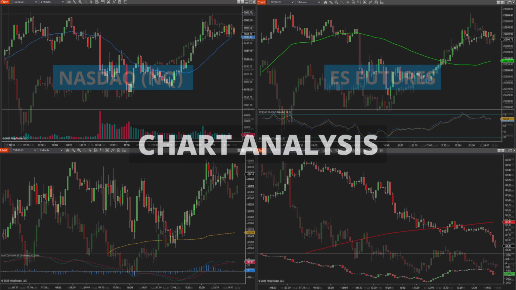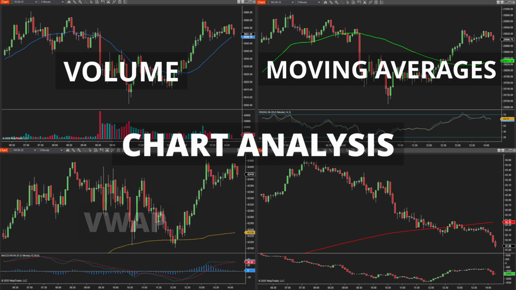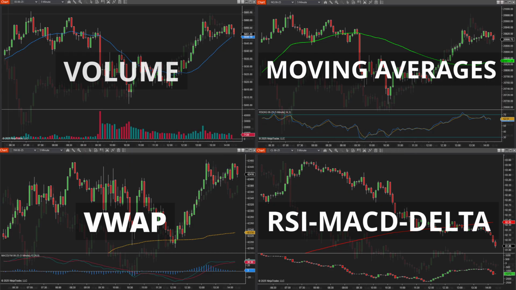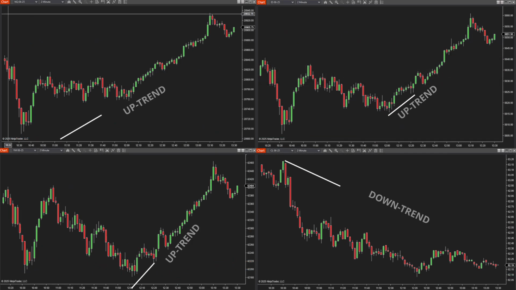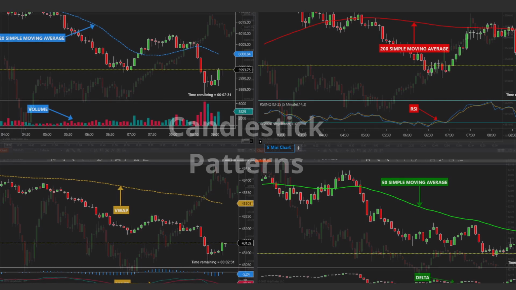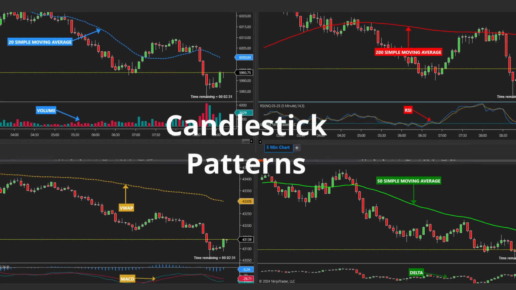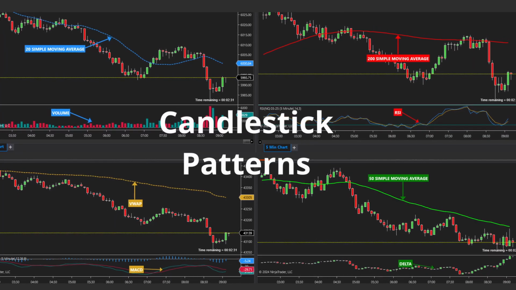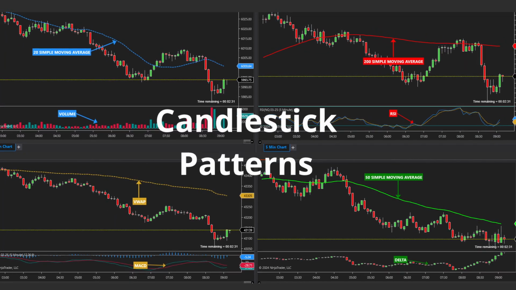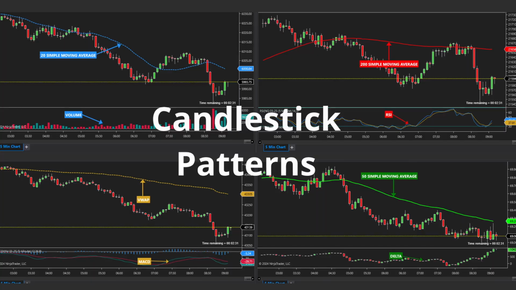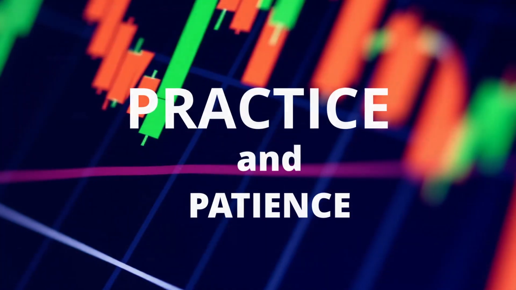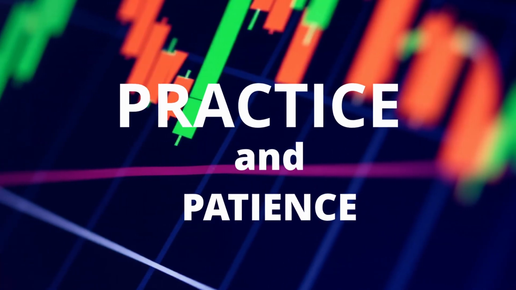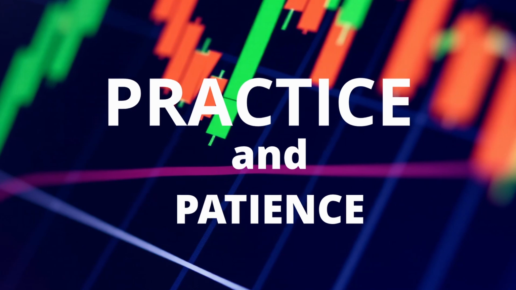Chart analysis is the backbone of technical analysis in futures trading. It involves interpreting price movements and trends to make informed decisions about buying or selling assets. By mastering candlestick patterns, identifying trends, understanding key levels, utilizing moving averages, and analyzing volume, traders can gain valuable insights into market behavior. Remember, practice and patience are essential to becoming proficient in chart analysis.